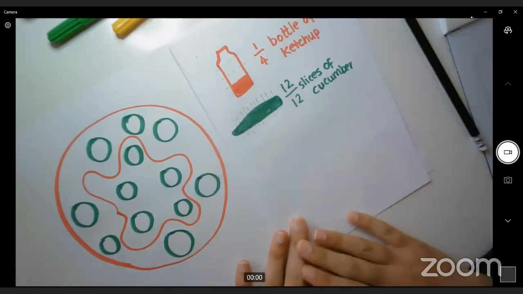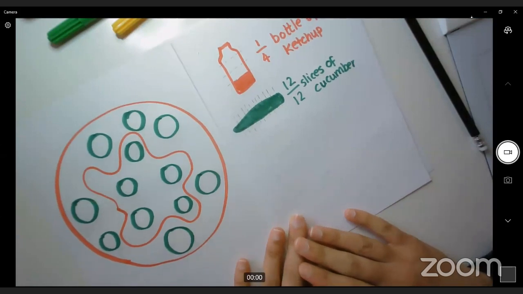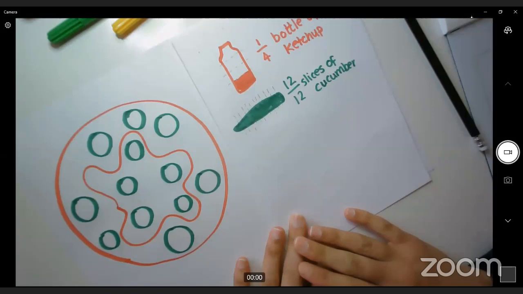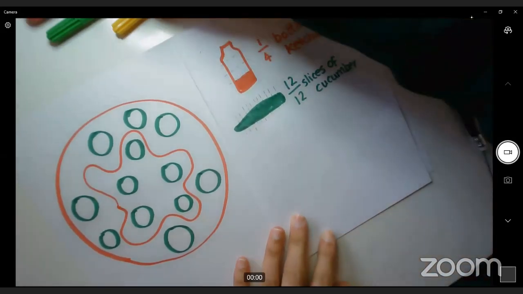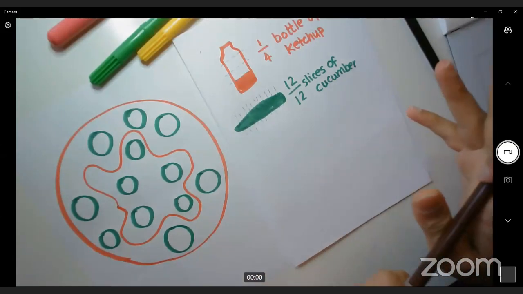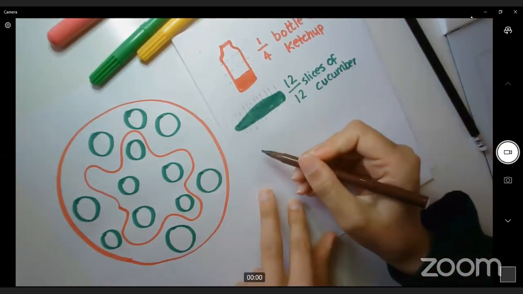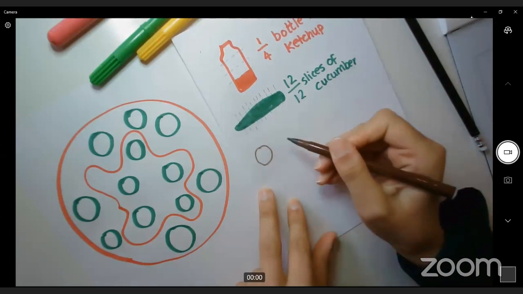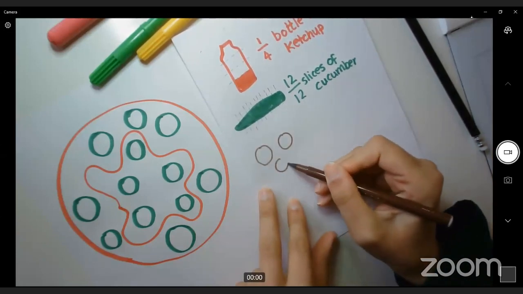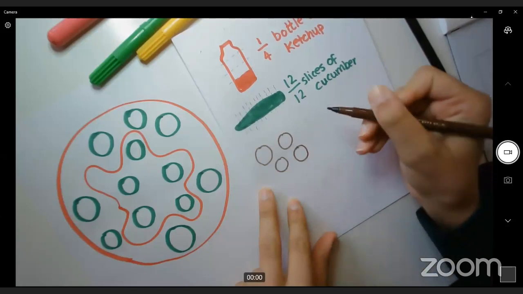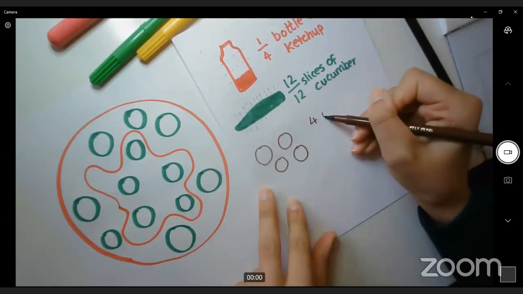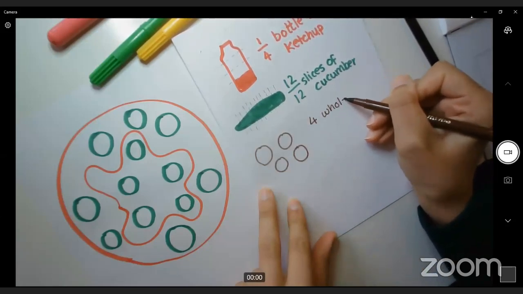Right, what else are we going to have on our pizza? Well, what have I had that was really cool? I had some waffles. Yeah, I've had a pizza made out of waffles. So I have vegan pizzas. I'm going to draw some waffles. So we're going to have 1, 2, 3, 4 whole waffles. I have no idea how you spell waffle.